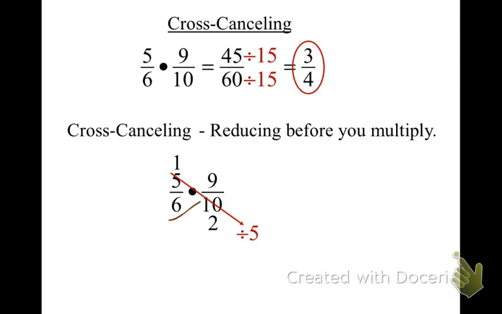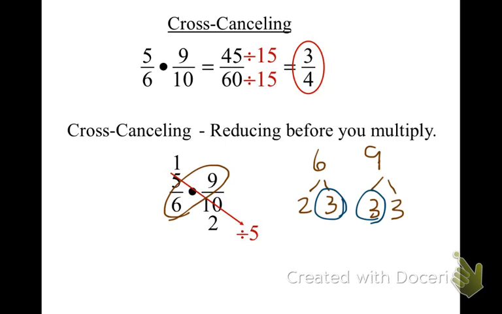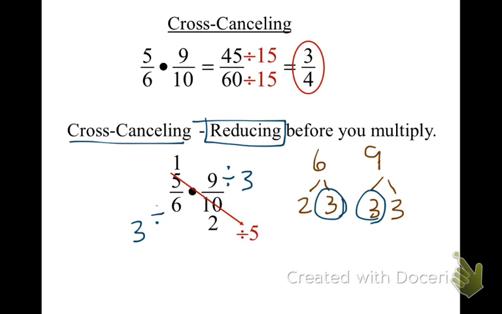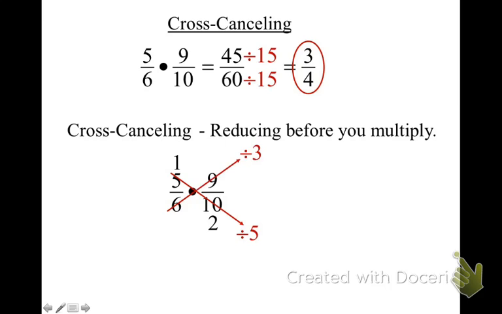Can I cross cancel 6 and 9? So we look at 6 and 9. Well, if we break apart 6 and 9 into 2 and 3 and 3 and 3, you'll notice that they have 3 in common. That means I can divide my 9 by 3 as well as my 6 by 3. I can cross cancel. I'm going to be reducing. So I'm going to divide both of them by 3, and I'm going to get 2 and I'm going to get 3. Now that I've reduced, let's go ahead and multiply straight across and let's see what I get.